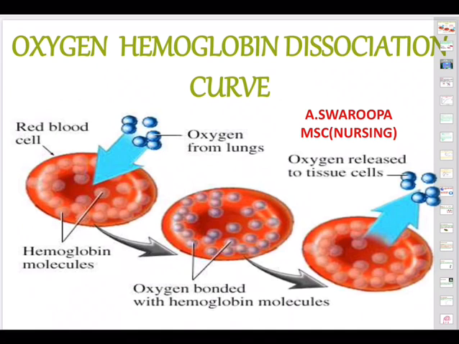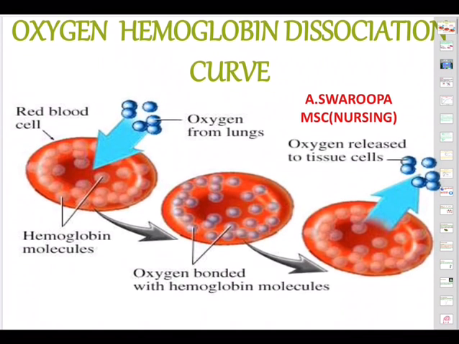The relationship between partial pressure of oxygen, PO2, and percentage saturation of the hemoglobin with oxygen is graphically illustrated by a curve called the oxygen hemoglobin dissociation curve or oxygen dissociation curve. So how exactly does this happen? Basically, you can see oxygen carrying capacity.